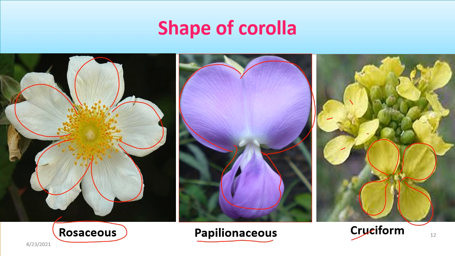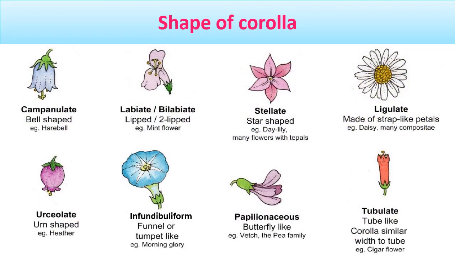The other shapes you can see are campanulate, which is bell shaped, and bilabiate, which you can see in family Lamiaceae, where this is upper and this is lower, looking like an open mouth, and hence this is called a bilabiate or bilipped corolla. This is stellate, meaning star shaped. You can see this in the Amaryllidaceae family.